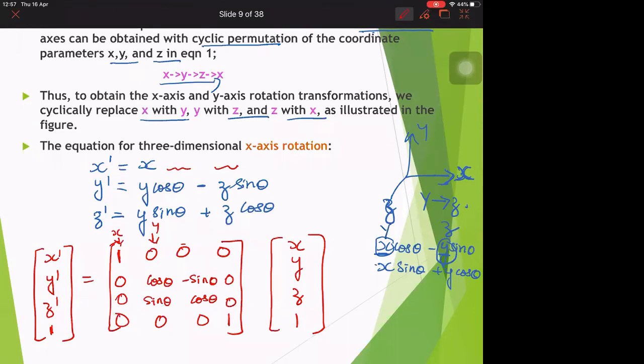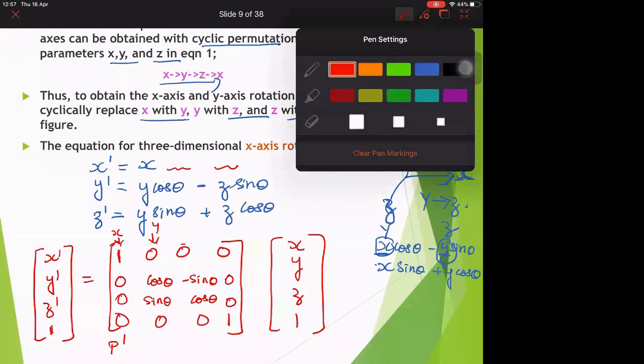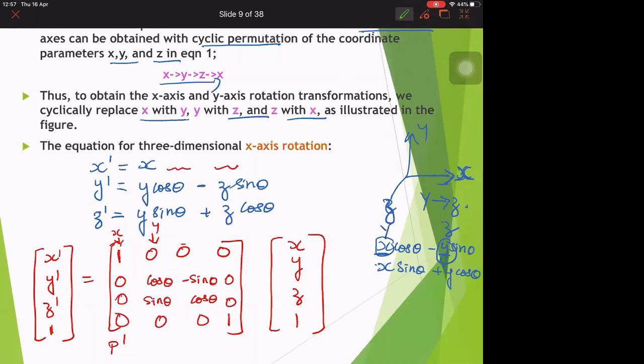How do you generalize it? P dash equals, what is this? We call it rotation with respect to x, theta, by an angle theta along the x-axis, into P. This is my generalized form. So use the same statements that we used for the z-axis.